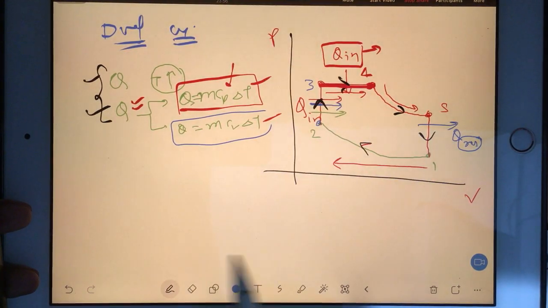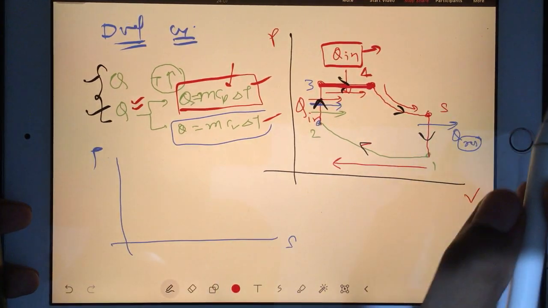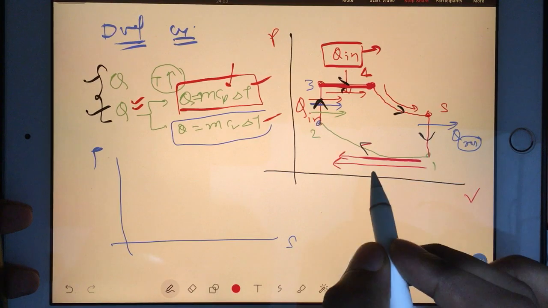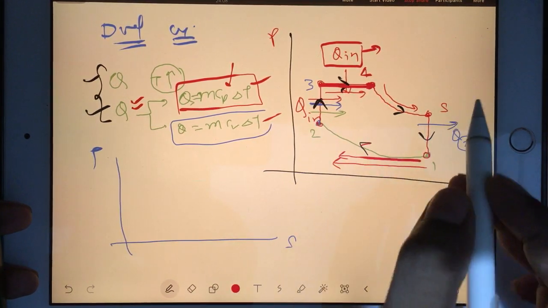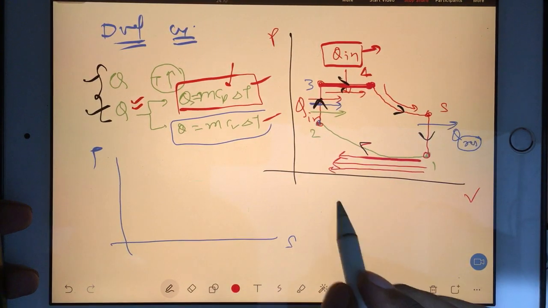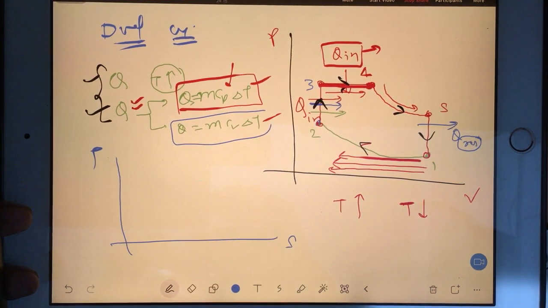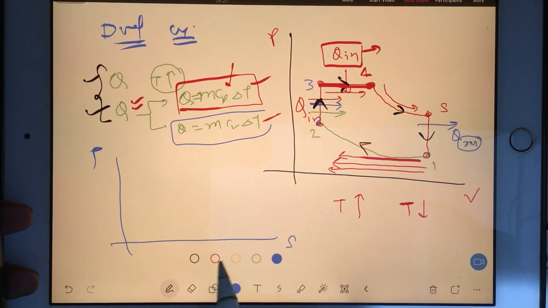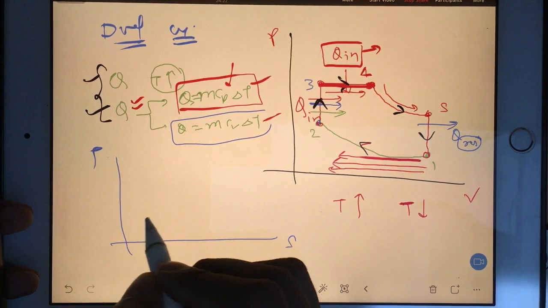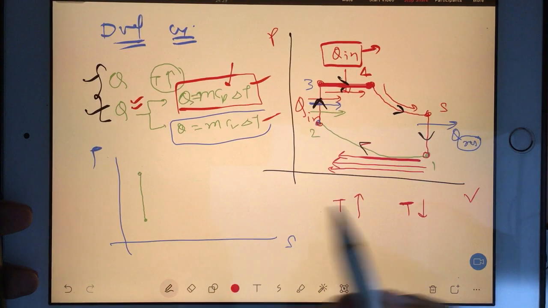Now let's draw the same process on a TS diagram. How will you draw the process? Again, the process is very simple. You can see volume is decreasing, and in 1 to 2 it is compression. Whenever compression happens, will your temperature increase or decrease? Tell me, guys. Very good, temperature will increase. So from here you start and say temperature is increasing, and what will happen to entropy? Will entropy increase or decrease?